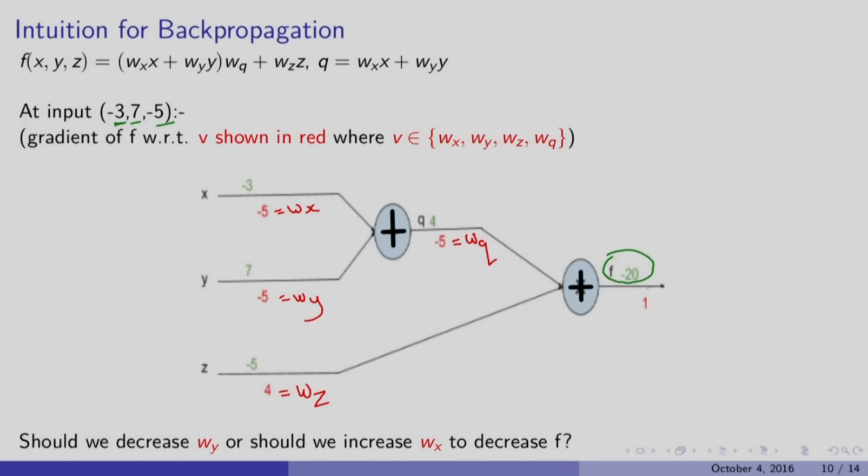So how do you train your weights in order to match the f with what is desired? Should we increase or decrease wy, or increase or decrease wx to decrease the value of f? Note that it is only wq and wz that directly interact to give you f. The interaction of x and wy, x and y, is very indirect.